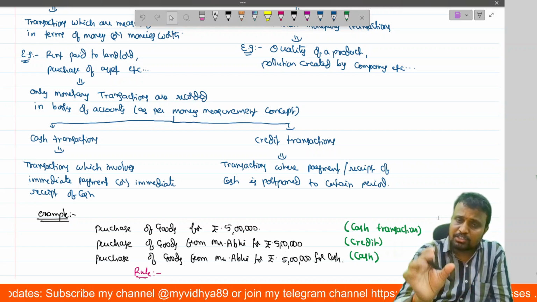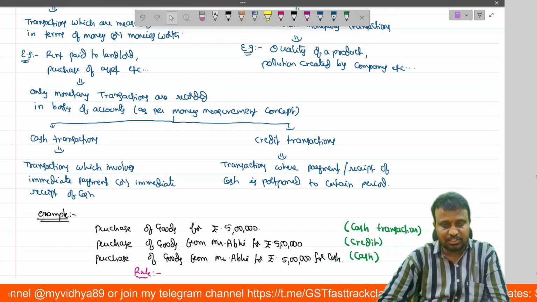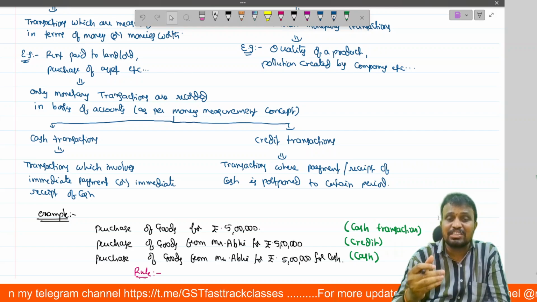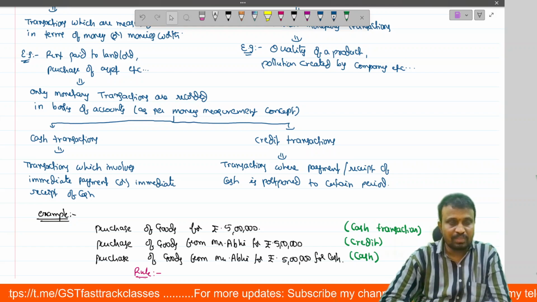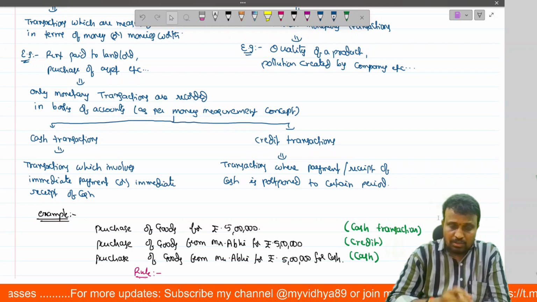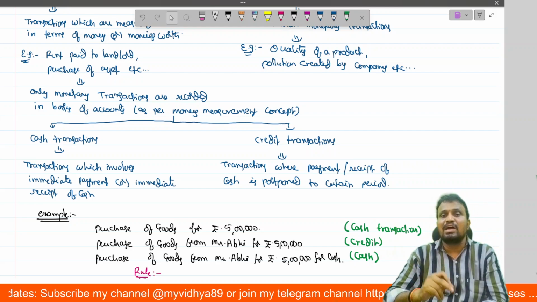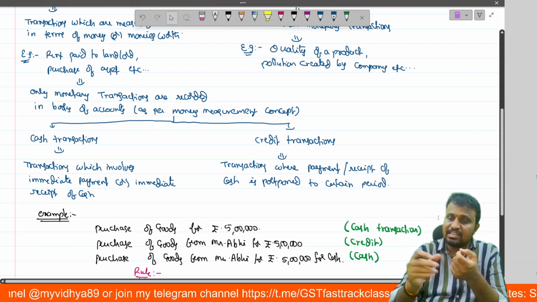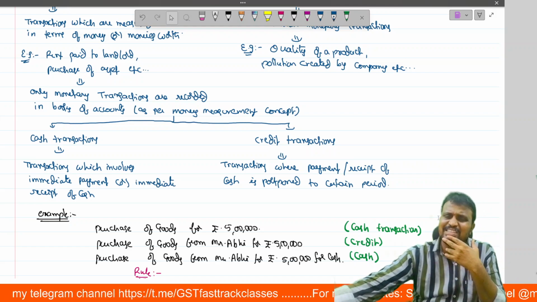So a cash transaction involves immediate payment or immediate receipt of the cash, but in case of a credit transaction, the payment or receipt of the cash is postponed to a certain period. Then how can we identify whether it is a cash transaction or credit transaction? Just listen carefully. In the transaction, if you have the name of the person without words like "for cash", that is a credit transaction. If the name of the person is not there, consider it a cash transaction.